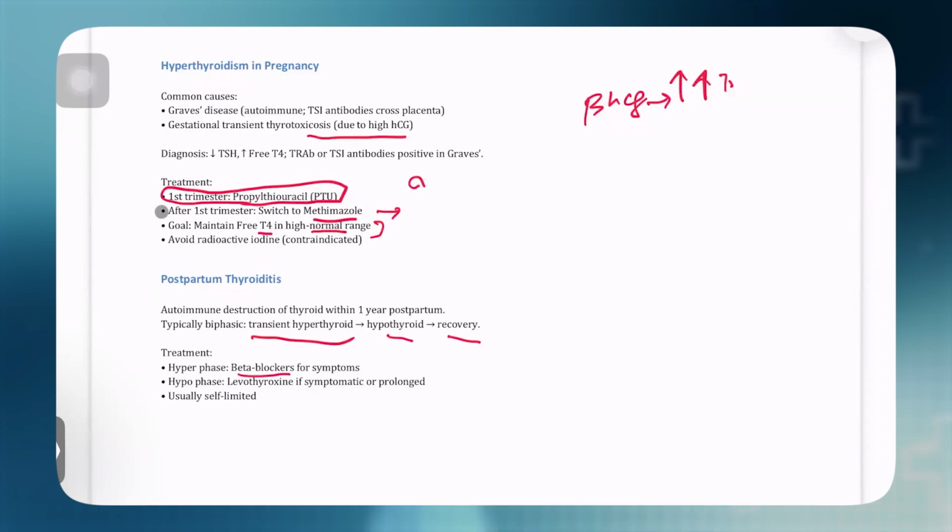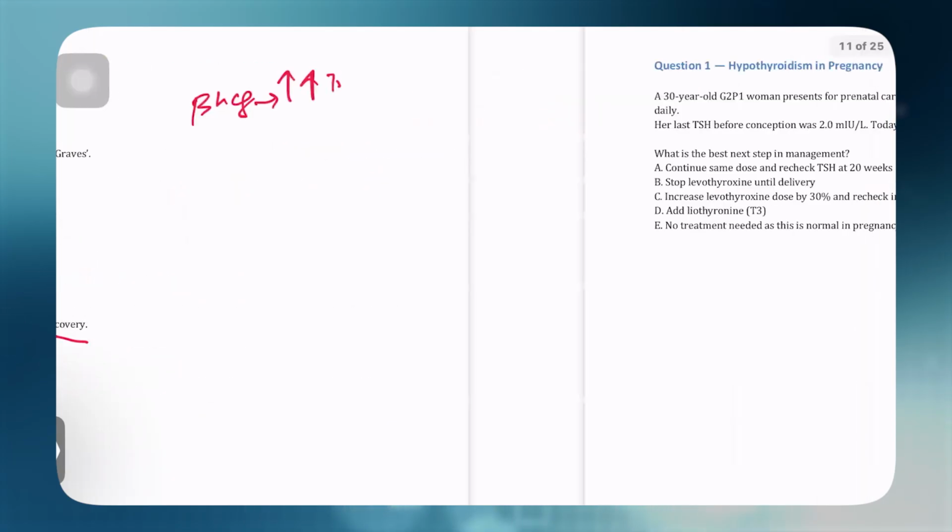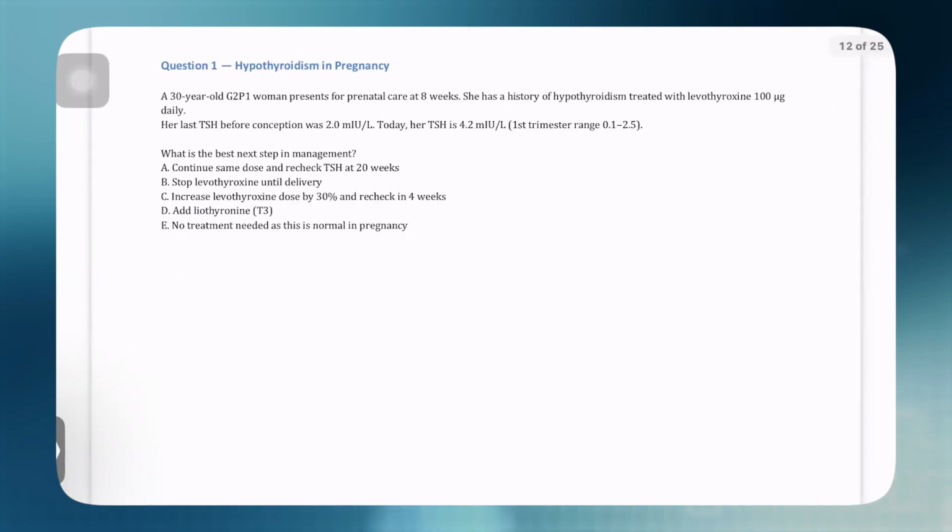In the hyperphase, you give beta blockers for symptoms: tachycardia, palpitations, sweaty palms, anxiety, diarrhea, all the symptomatic responses. In the hypophase, definitely you will just replace the thyroxine. Usually self-limited, but after 2 to 5 years it happens. Postpartum thyroiditis is very common. So let's go for the questions.